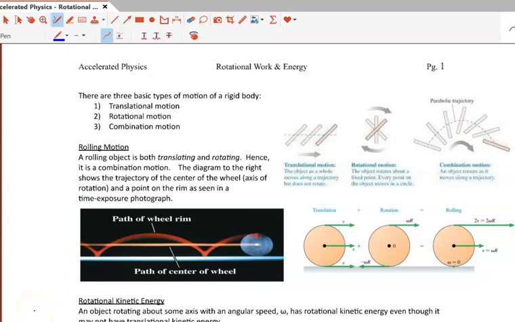So in this video, I'm going to quickly just introduce rotational kinetic energy. As you may or may not know, we have really three basic types of motion of a rigid body. You have translational motion, rotational motion, and a combination of that motion.